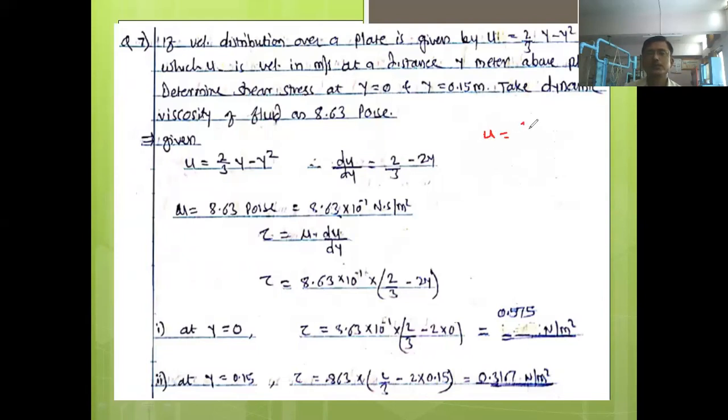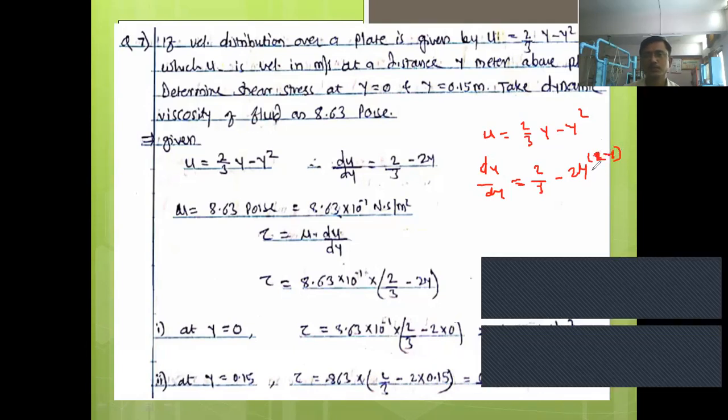So u equal to 2 by 3 y minus y square. It is very simple differentiation of this equation with respect to y. du by dy is equal to 2 by 3 minus 2y raised to 2 minus 1, right? It is n minus 1, that is 2 minus 1. So it will become 2 by 3 minus 2y only, right? So it's quite simple differentiation.